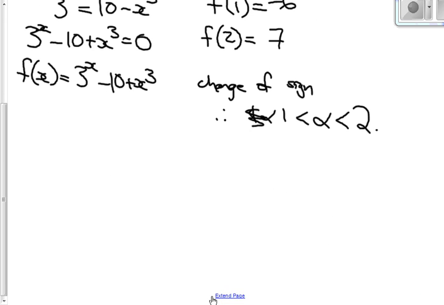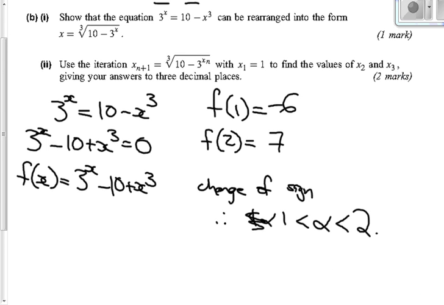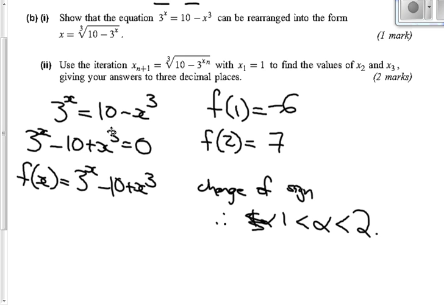Part B asks us to just rearrange it into the form x equals that. So we've got a cube root. So where should we go from? Let's go from here. 3^x equals 10 take away x cubed.